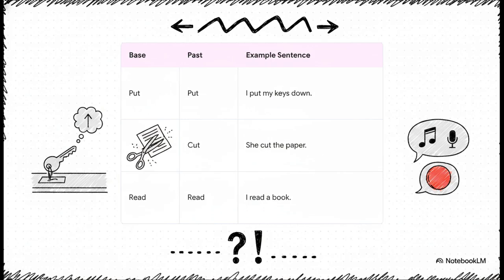And this brilliantly illustrates our third and frankly easiest group of rebels, the no-change verbs. These words are incredibly stubborn. They stay visually identical whether they're in the present or the past tense. Put is simply put. Cut is cut. But I do have to give you a quick warning about the word read. It looks exactly the same, but there's a tricky pronunciation shift. In the past tense, it is pronounced exactly like the color red. I read a book last night.